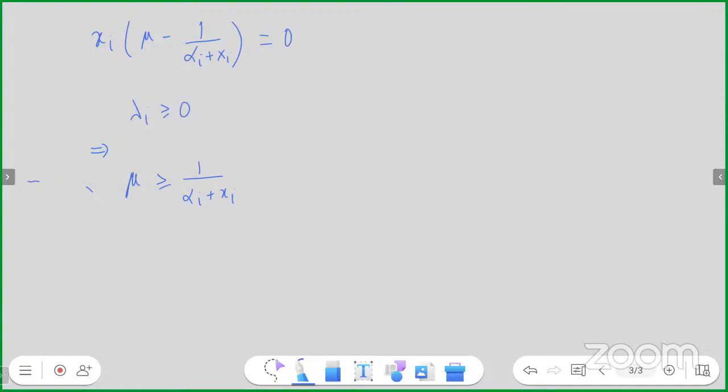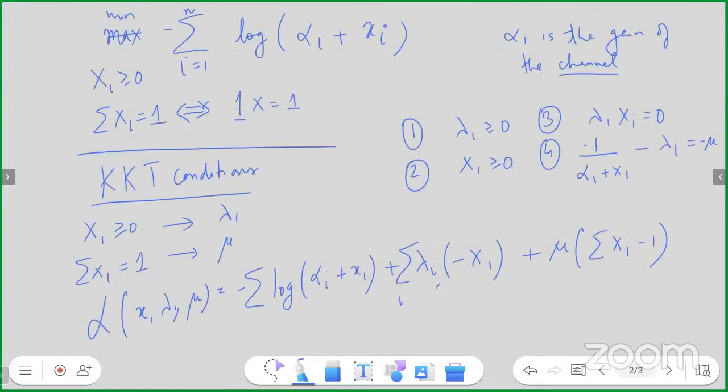So now you have to use all your information about the problem. What is the problem you're looking at? Your intuition can also help you. Alpha i plus xi would have to be greater than 0. Xi itself is greater than 0. Alpha i by definition is greater than 0, otherwise I can't even take the log. Alpha i is given to me here.